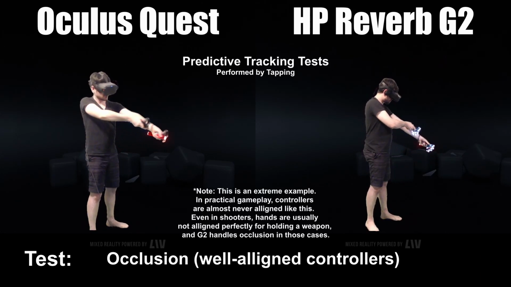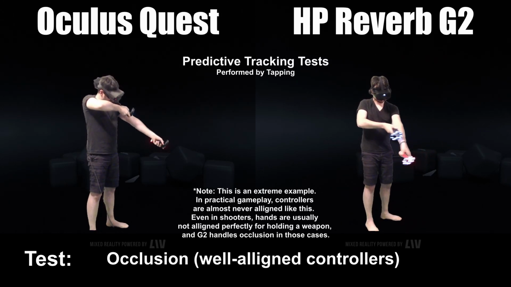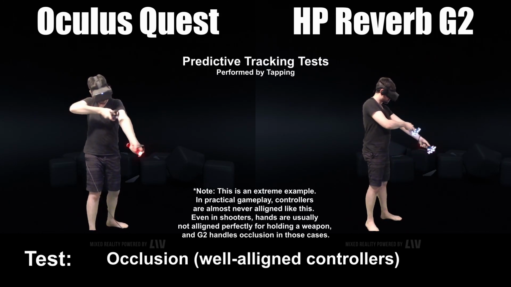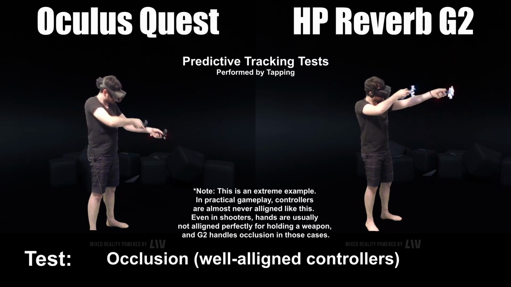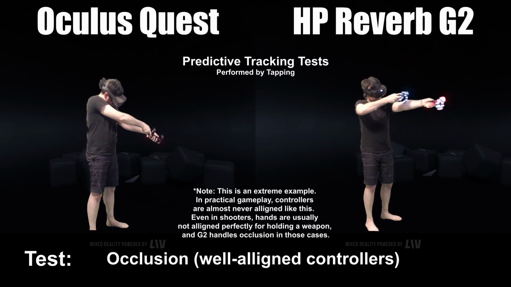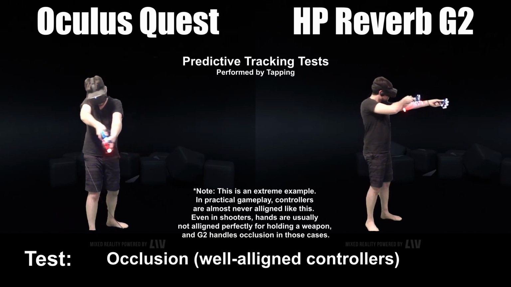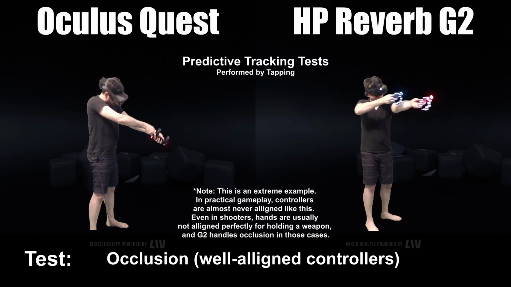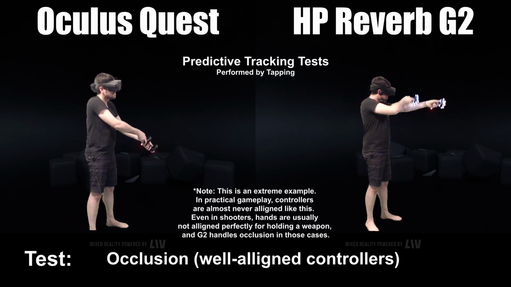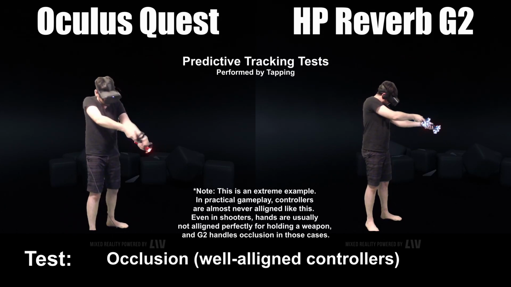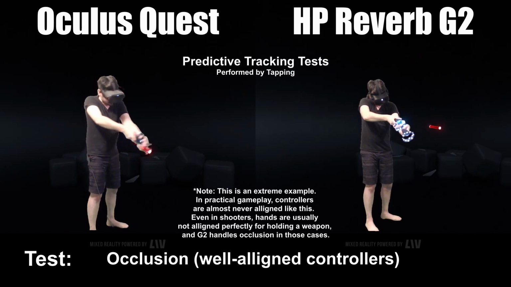And then we get to occlusion at the end here, and with occlusion, the Oculus Quest is crazy. I don't know how it does this, but it manages to track everything, even though my controllers are completely lined up. Whereas with the G2, it struggles a little more, but keep in mind that my controllers are perfectly lined up, and that's not super realistic for actual gameplay.